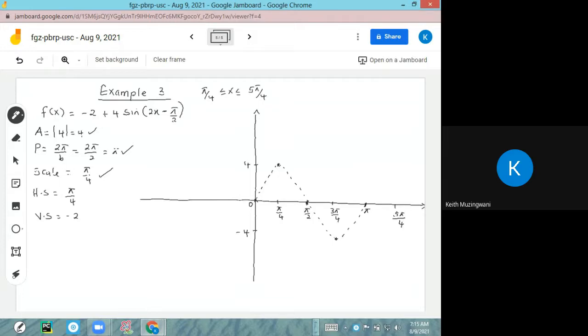So let's use the horizontal shift first. When the horizontal shift is positive, you move each point of the original sketch pi over 4 steps to the right. Meaning, we'll move 0 to this point. We'll move that one there to this one. We'll move this one here. We'll move the other one here. And we'll move this guy here. So we have another one.